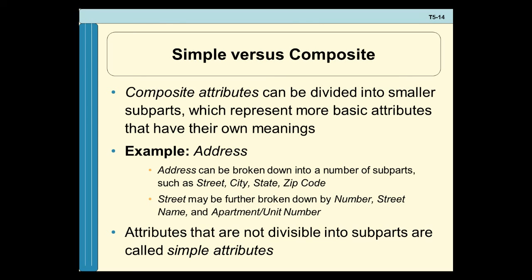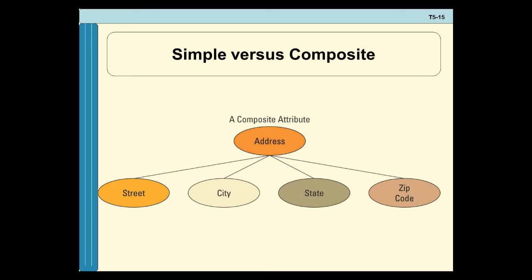So here's just an example of simple versus composite, where we would take street, city, state, and zip code and put them all together and create something called a full address, where we take first name and last name and call it a full name. So we could do that. We could collect individual attributes up into something larger and call it a composite address.